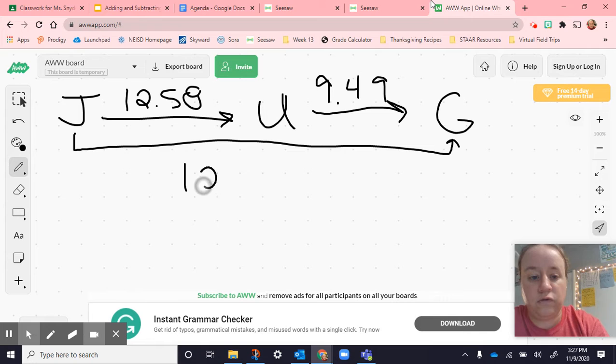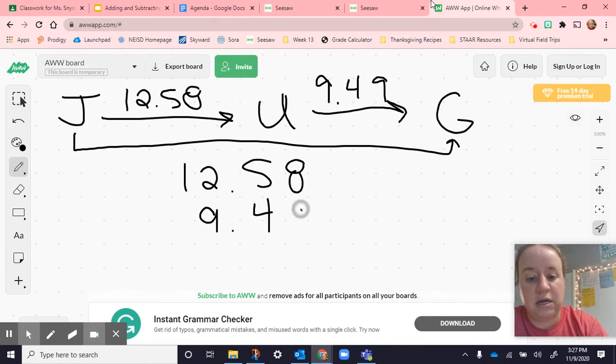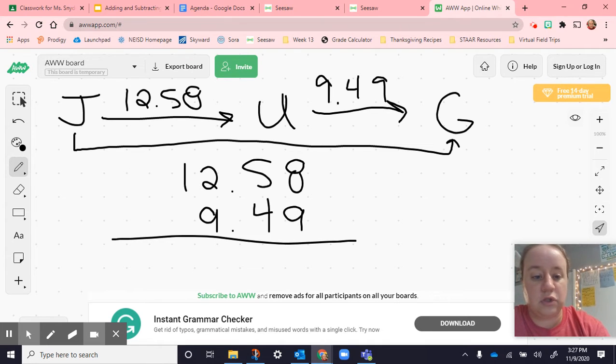So it's the 12 and 58 hundredths and the 9 and 49 hundredths. Okay, so to get the total, we're going to add those together. So here again, I want to make sure that these decimal points are lined up. They're right on top of each other. I'm going to just drop it down. Okay, so 1, 2, 3, right straight down in a line. And then I just add like normal.